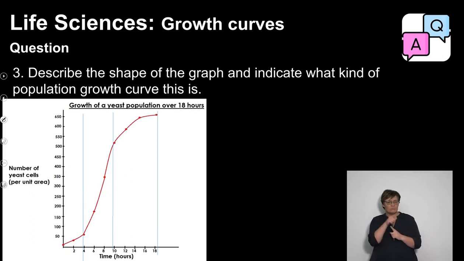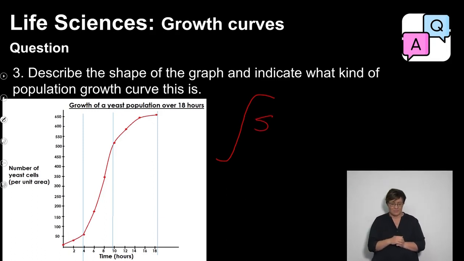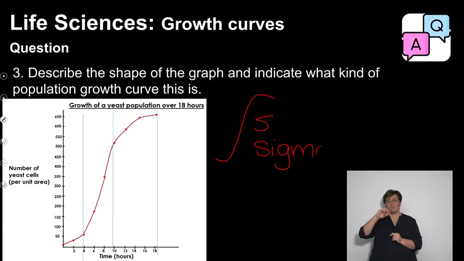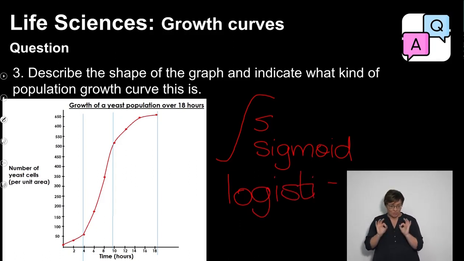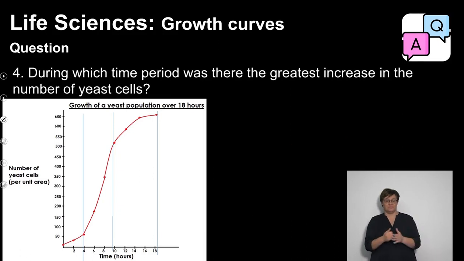Describe the shape of the graph and indicate what kind of graph this is. Well, we're way ahead of this question. We said that it was an S-shaped graph, or the word that you could use is sigmoid, and that is characteristic then of logistic growth. All right, got it? Let's move on.